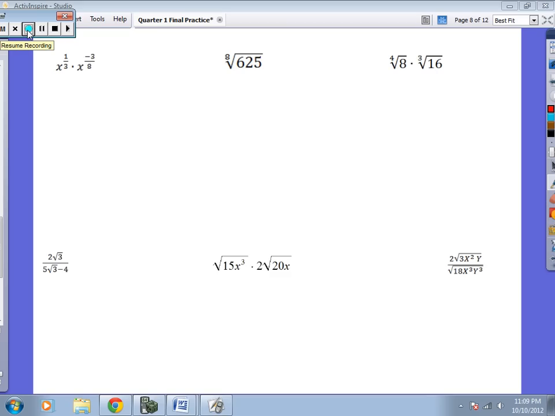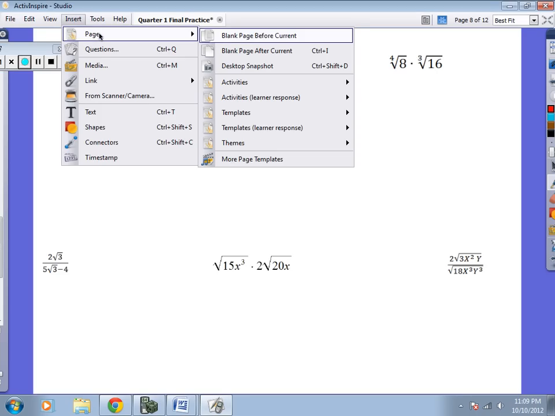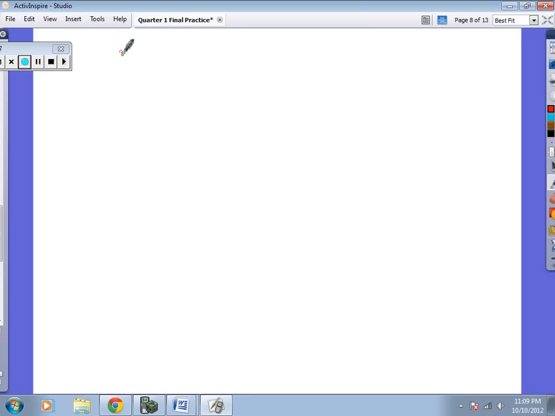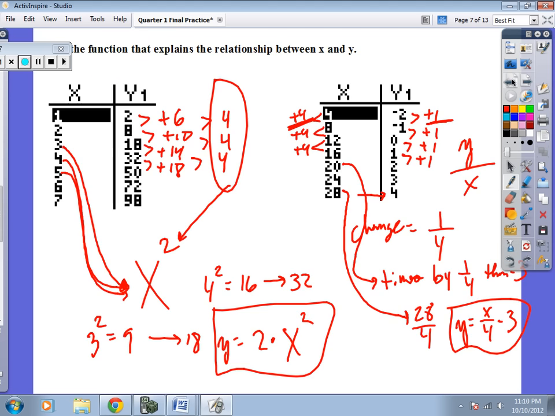Okay, 2 times square root of 3 divided by 5 times square root of 3 minus 4. This one might get messy. I wonder if I should copy and paste it. 2 times the square root of 3 divided by, was it 5 times the square root of 3 minus 4? I think that's what it was.